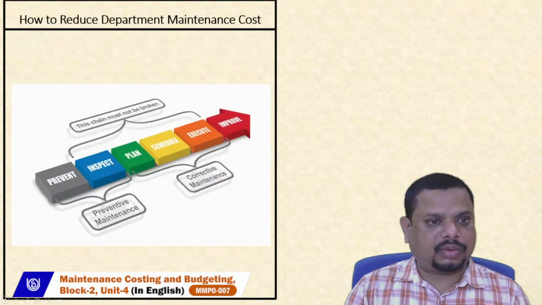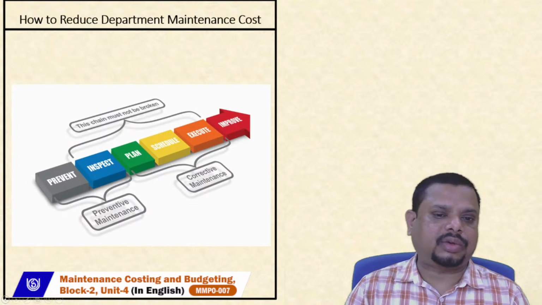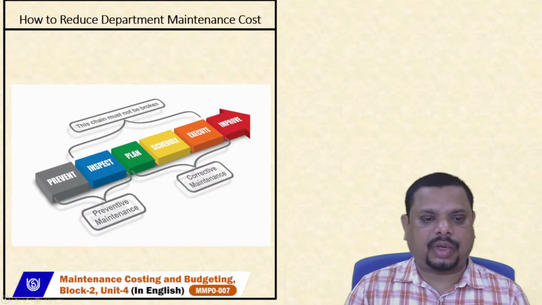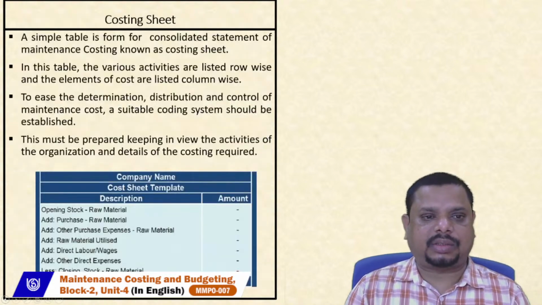So moving to next ones, the next one is how to reduce the maintenance cost, that is known as prevent, inspect, plan, schedule, execute and improve. So for the first two we basically implement preventive maintenance, and for the last four we basically apply the corrective maintenance. The next one we have the costing sheets.